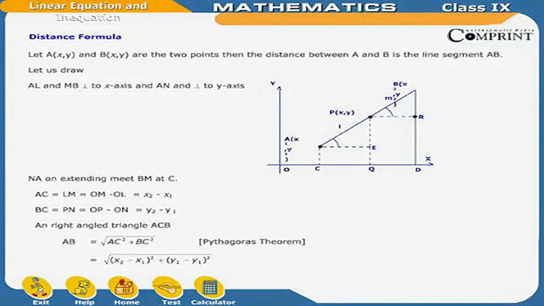Distance formula. Let A(x1, y1) and B(x2, y2) be the 2 points, then the distance between A and B is the line segment AB. Let us draw AL and MB perpendicular to the x-axis and AN perpendicular to the y-axis. NA on extending meets BM at C. AC = LM = OM - OL = x2 - x1. BC = PN = OB - ON = y2 - y1. In right angled triangle ACB, AB = square root of AC squared plus BC squared by Pythagoras theorem, which is equal to square root of (x2 - x1) whole squared plus (y2 - y1) whole squared.